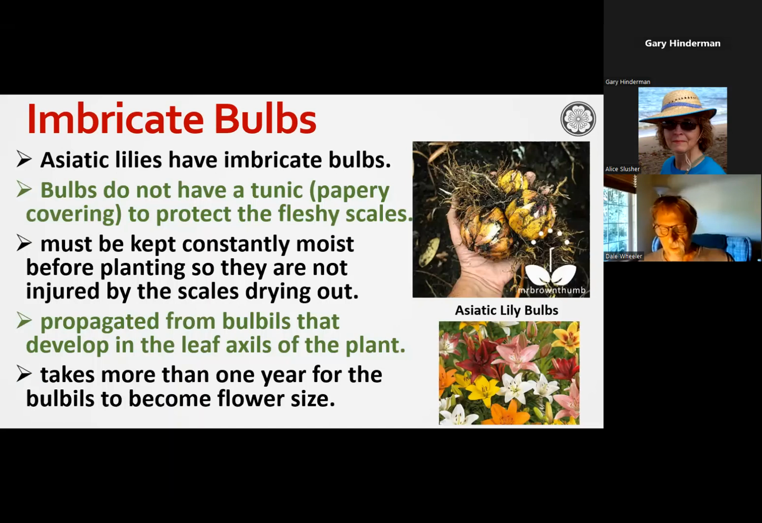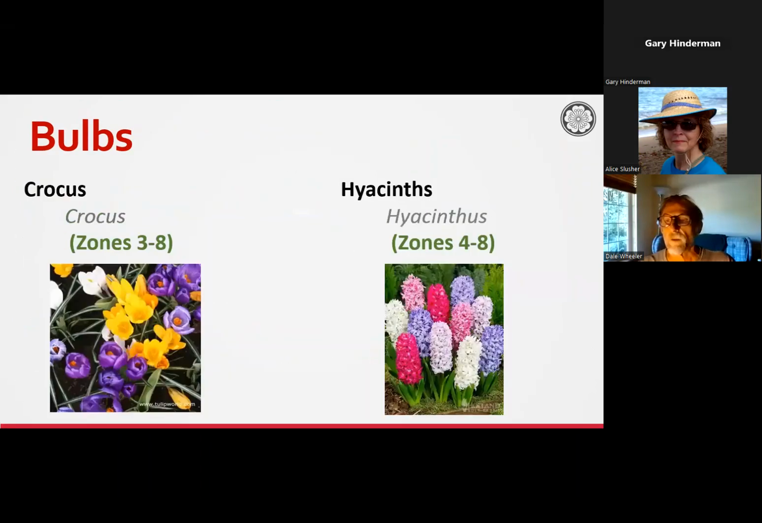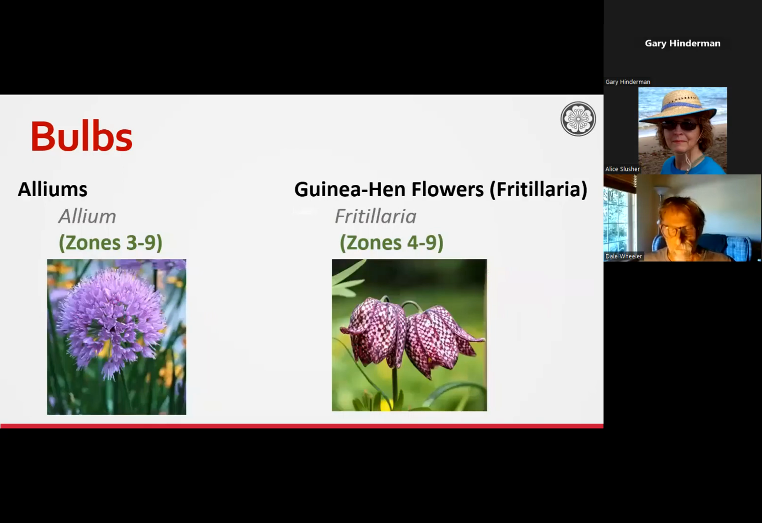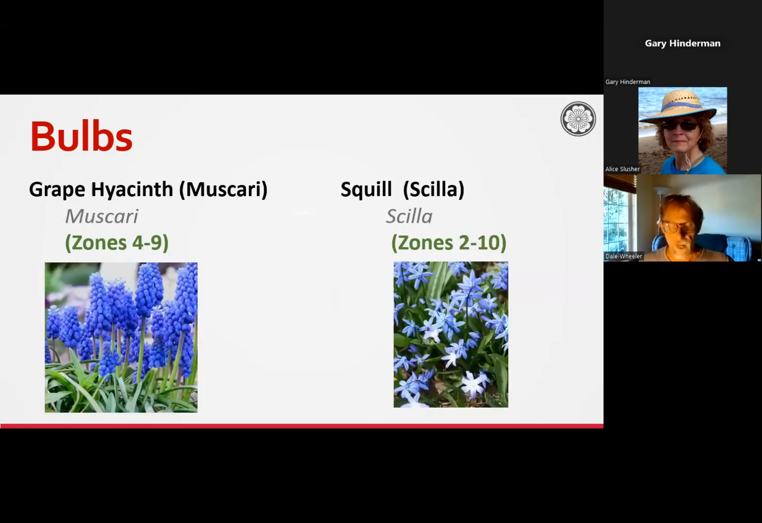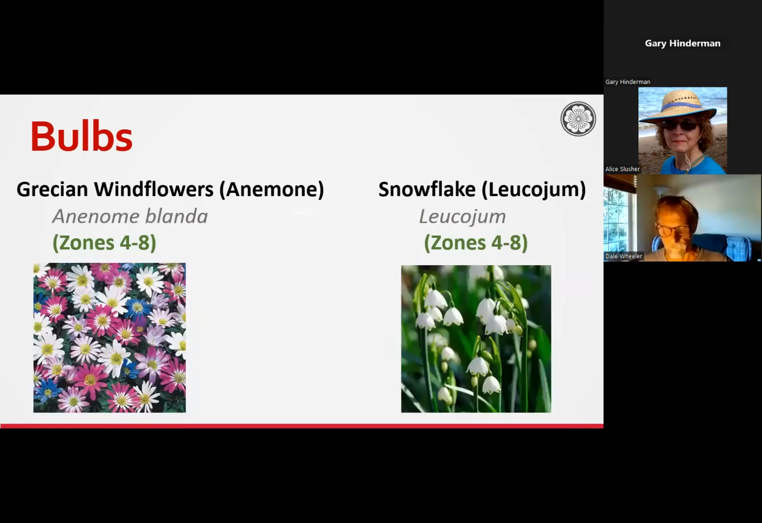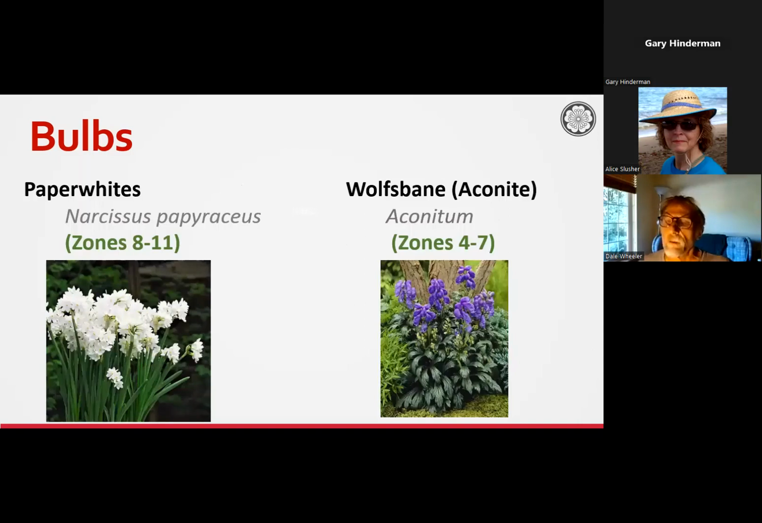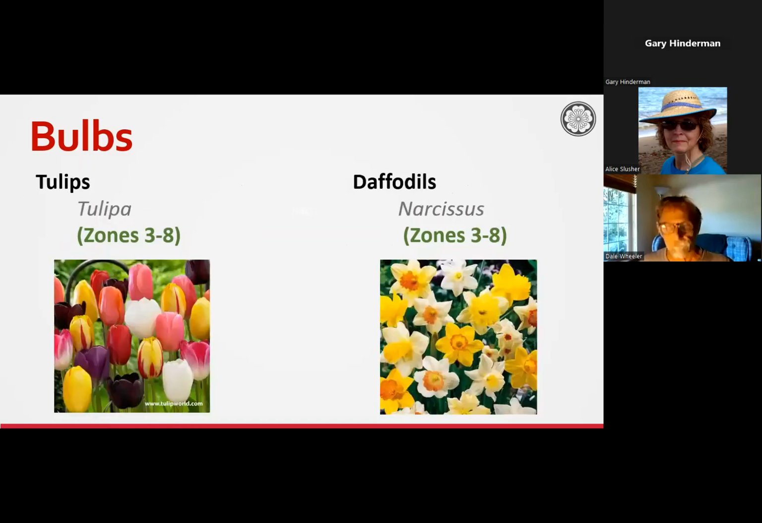Now, what are some of the typical plants and typical bulbs that you might plant in your garden? Well, some of the more common ones that we are familiar with that you are likely to plant include crocus and hyacinth bulbs, but there are other bulbs that we can also plant. Red spider lilies, harlequin flowers, alliums, and guinea hen flowers. There's grape hyacinth and squill, Grecian windflowers and snowflake, snowdrops, Arabian starflowers. You can also grow paper whites in zones 8 through 11, and wolfsbane. And finally, the most familiar are the tulips and the daffodils.